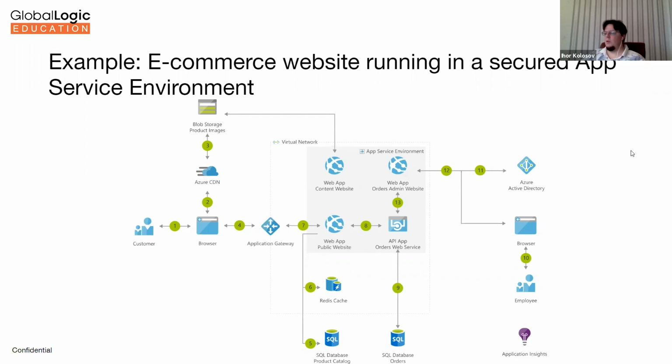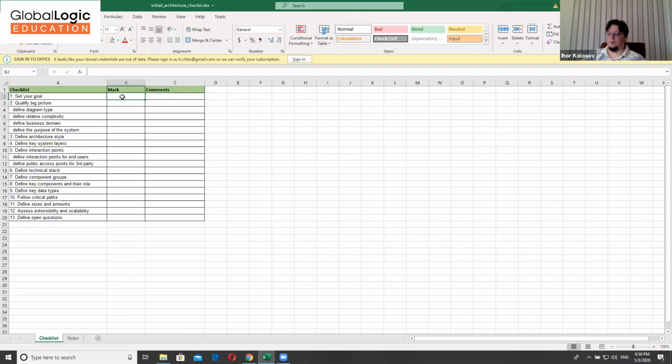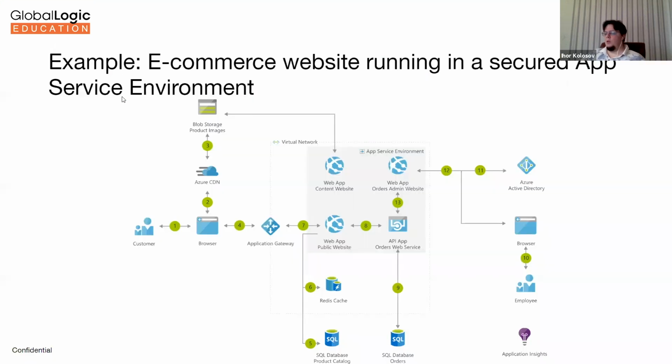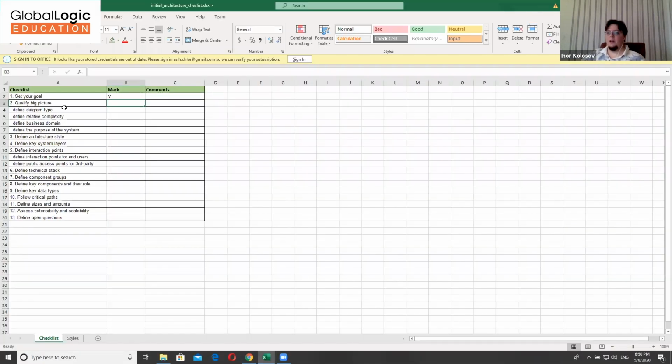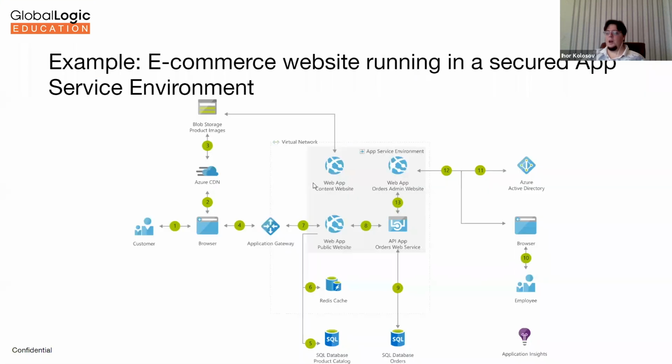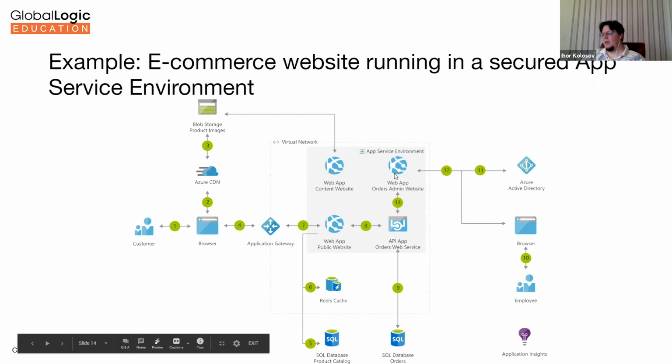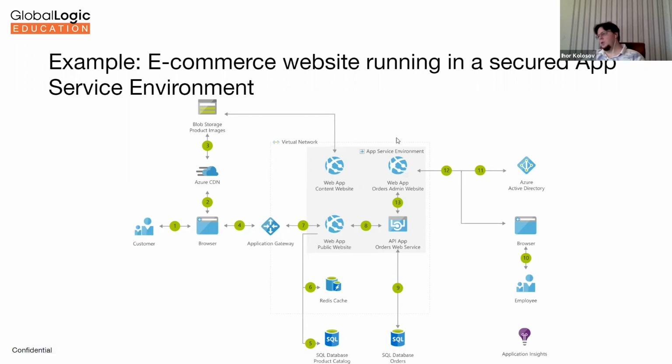Today we are focusing on initial diagram analysis, so it will be our goal today, right? So we have our goal. Let's mark it as successful. Let's try to qualify the big picture here. Let's at least define the diagram type. As for me, it looks familiar. From my understanding, this diagram is a solution architecture diagram, right?